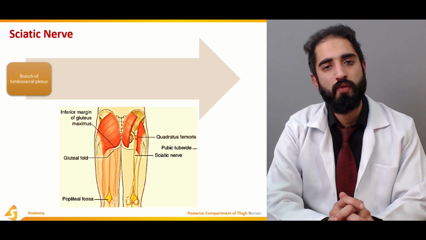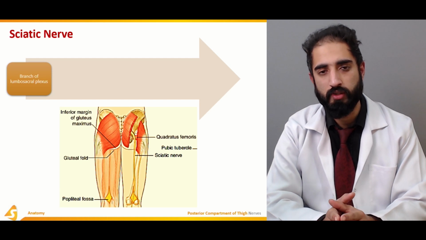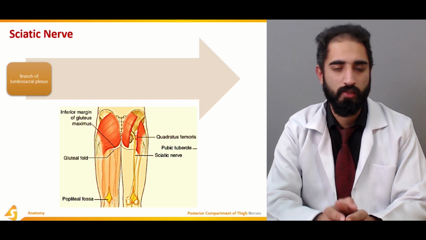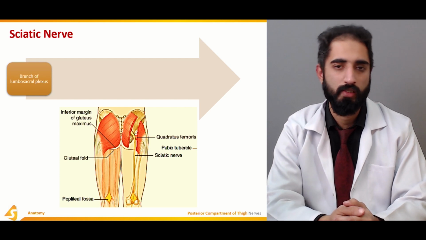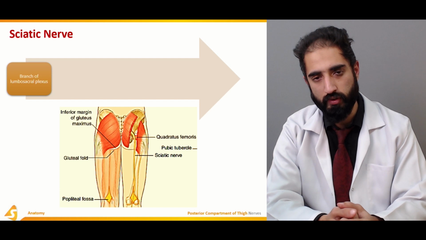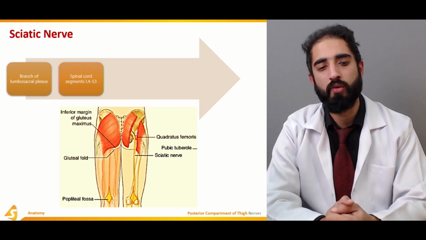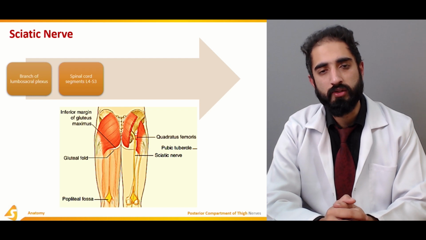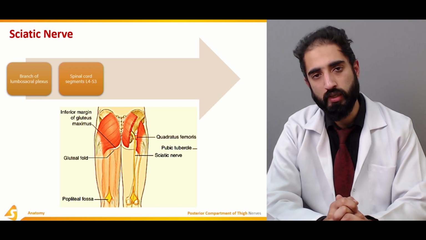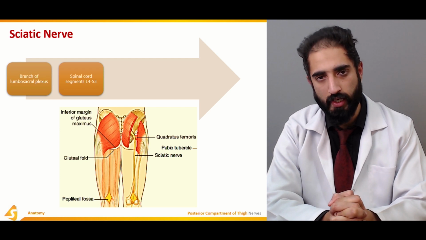So sciatic nerve is actually a branch of the lumbosacral plexus, and the lumbosacral plexus is just similar to the brachial plexus in the cervical region. We have a lumbosacral plexus for the innervation of the lower extremities. And talking about the segments of origin for the sciatic nerve, it is L4, L5, S1, S2, and S3.